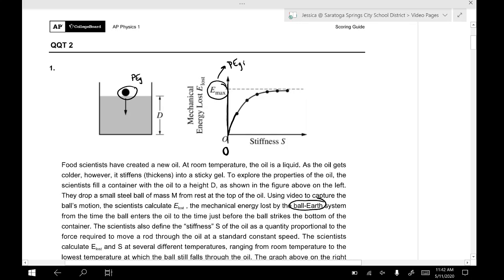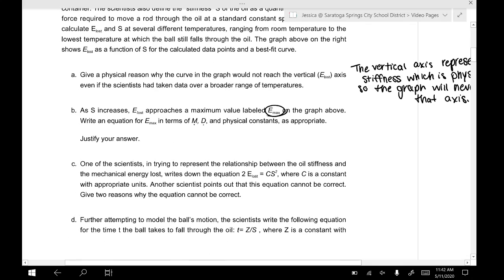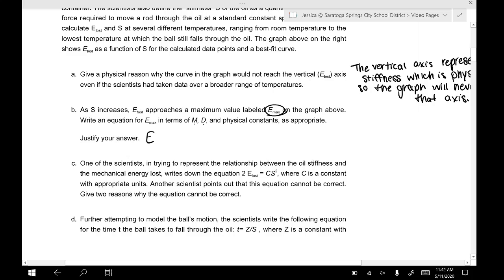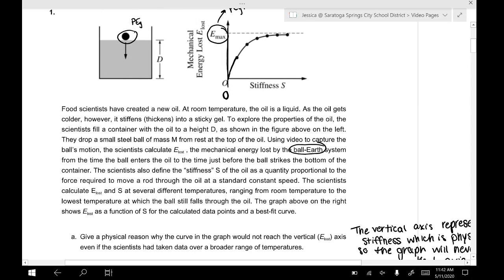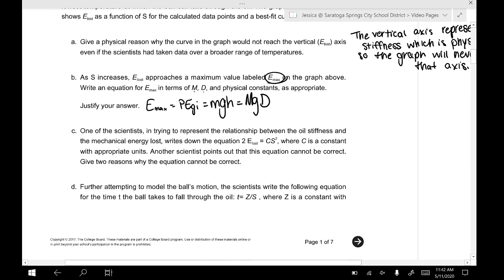We can't have more energy in our system than the initial gravitational potential energy. So that E max just is the initial gravitational potential energy, which is mgh, or in this case, using the variables we have, M, g, which is a fundamental constant, and then D, the distance that the ball travels vertically. That was easier than expected.